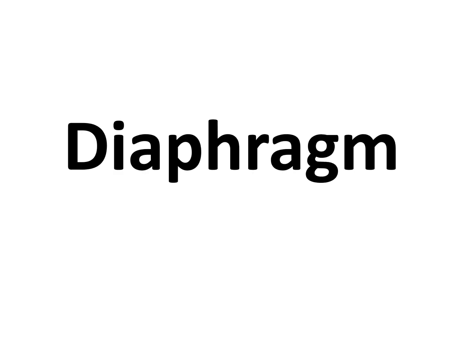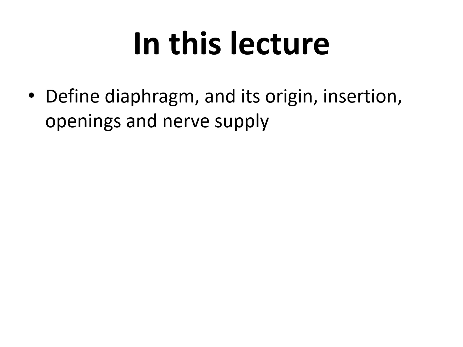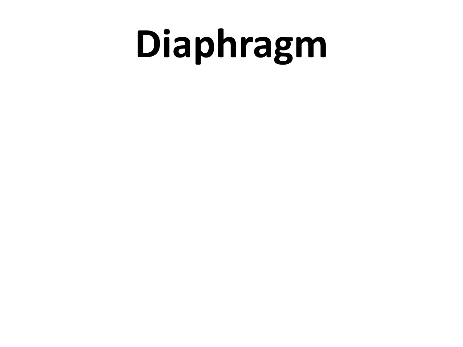Hello everybody. In this part we'll talk about the diaphragm. The diaphragm is an important respiratory muscle. So we will try to define the diaphragm and its origin, insertion, openings, and nerve supply.